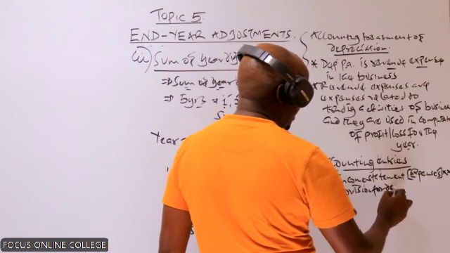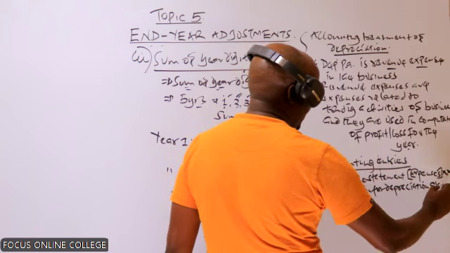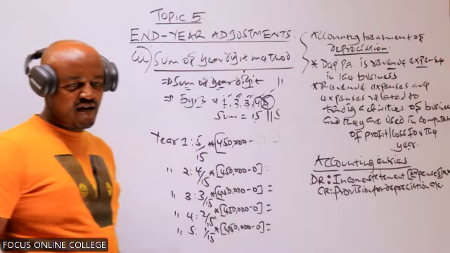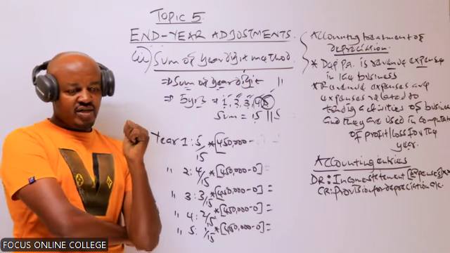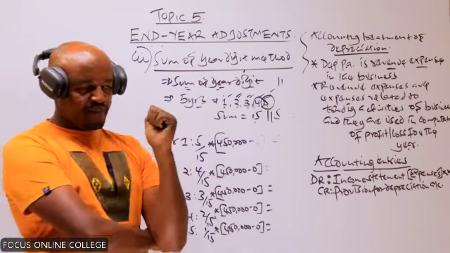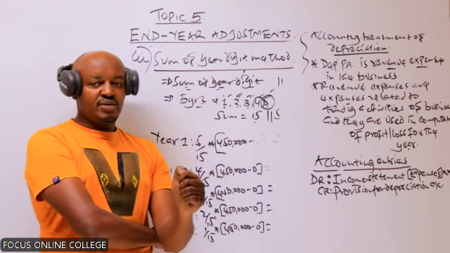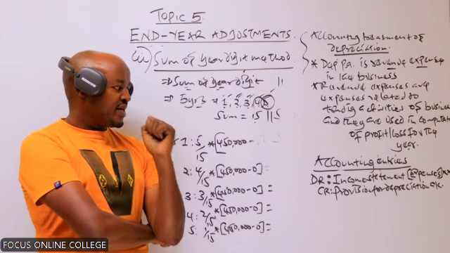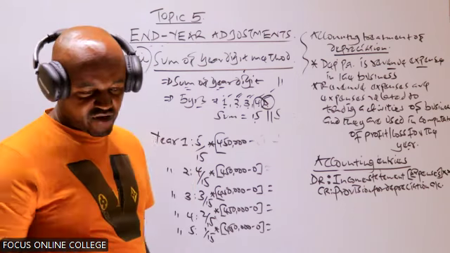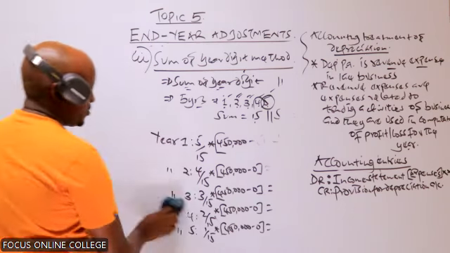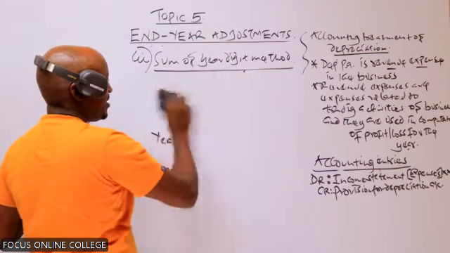Provision for depreciation account. That is the double entry. Any depreciation for the current year, we account for that as an expense in the income statement, and then we credit the provision for depreciation account. So that basically is the double entry for this particular depreciation.